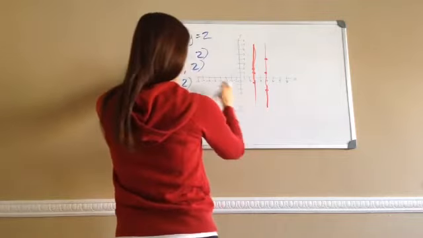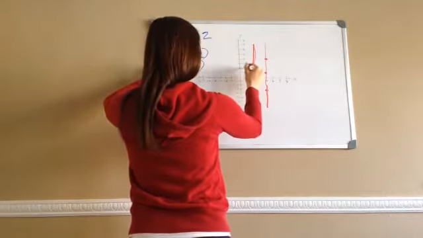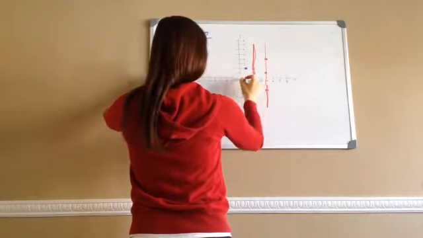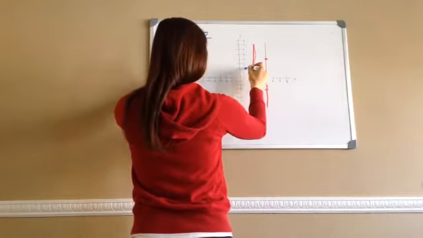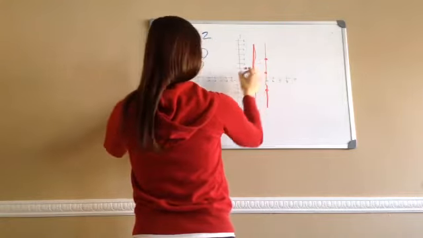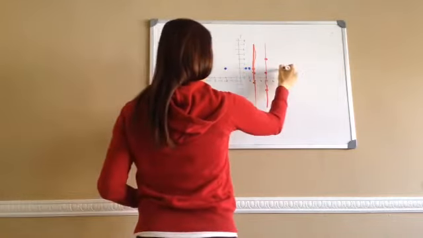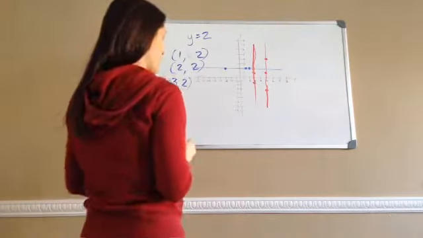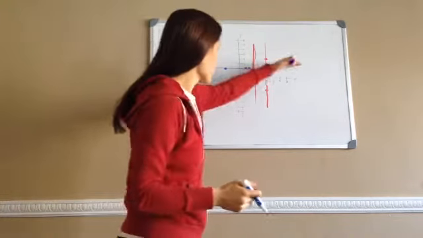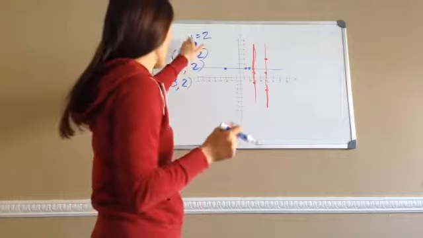So let's do this. 1, 2, 2, 1, 2, 2, and negative 3, 1, 2, 3, 2. What do you see happening? It's a horizontal line through the 2. Okay, that's y equals 2.